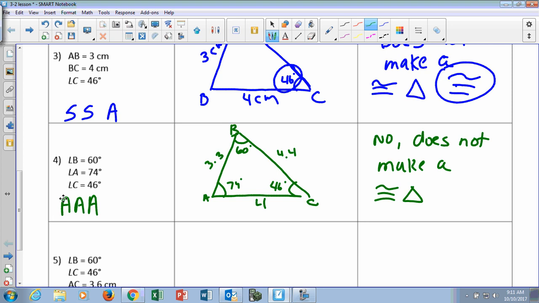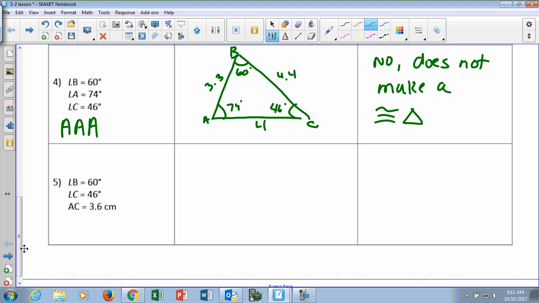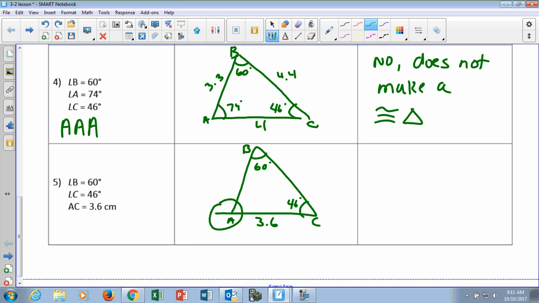All right, and then the last one, the fifth one. This one comes out kind of funny because on this side you make 3.6. That's side AC. This angle is 60, which is B, and this angle is 46, which is C. But this side is too long, isn't it? So obviously this is a big no, right? Because we have all this excess over here.